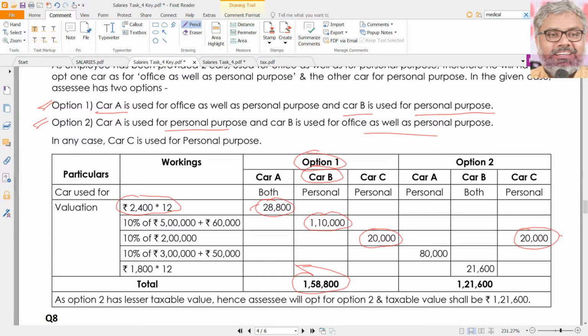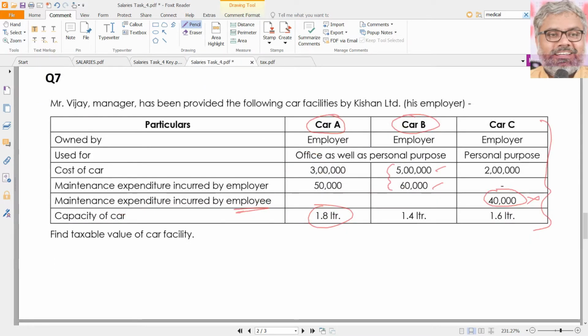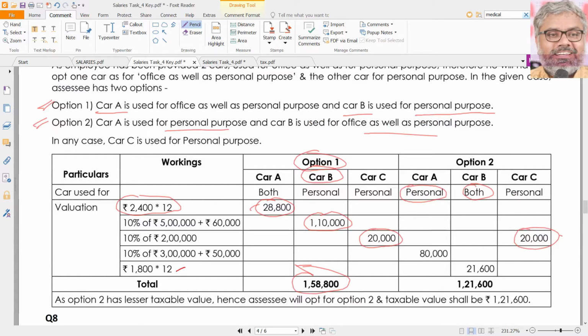In this case, A is deemed to be used for personal purposes. B is deemed to be used for both purposes. When B is deemed to be used for both purposes, we have to look at B's capacity, 1.4 liter only. That means only 1,800 rupees per month, which means 21,600 is the value of car B.